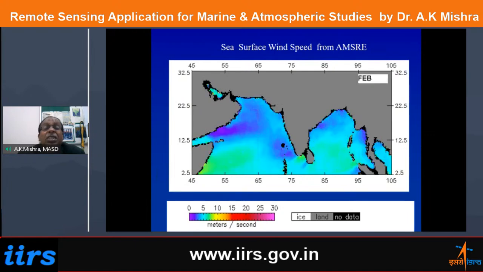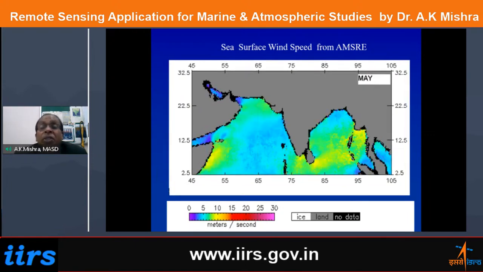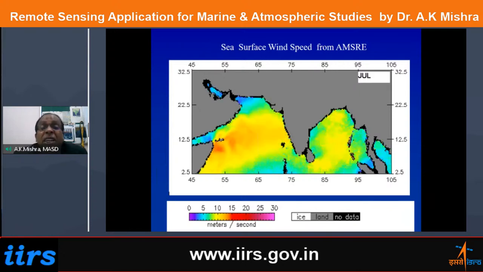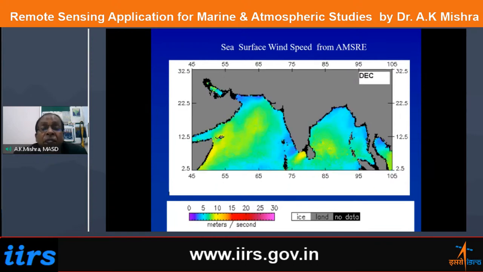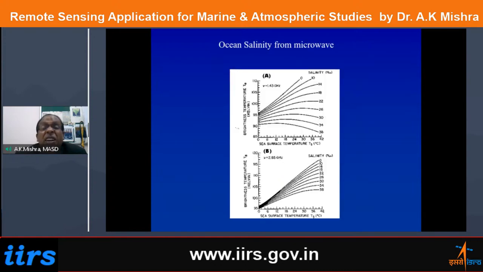And this is the sea surface wind speed from AMSR-E. This passive sensor gives you the sea surface wind speed over the ocean from January to December. And the passive sensor at the 1.43 gigahertz channel is placed in several satellites to give you sea surface salinity information. This 1.43 gigahertz is found to be more efficient compared to the 2.65 gigahertz channel.